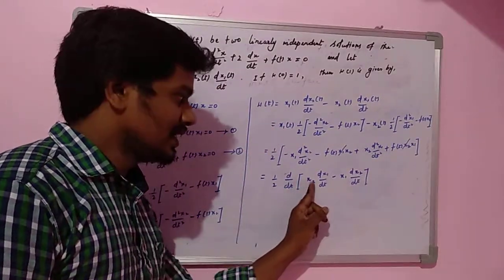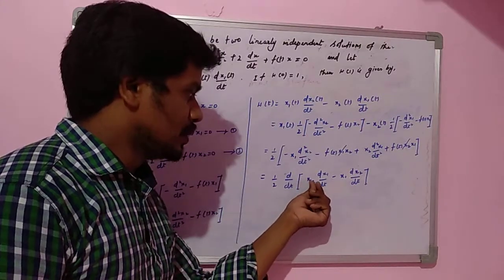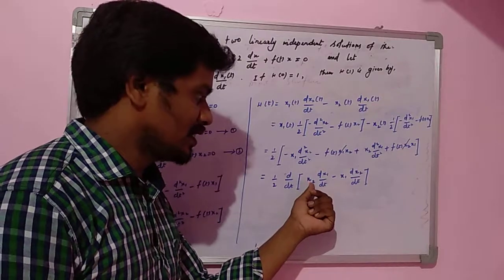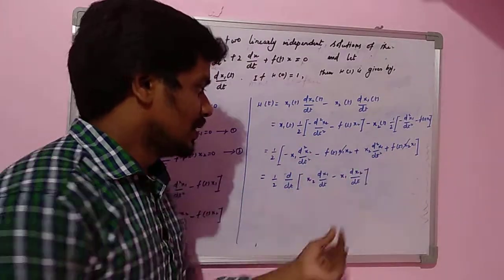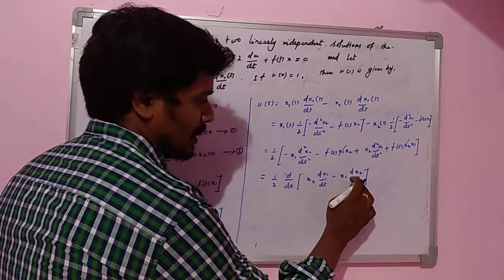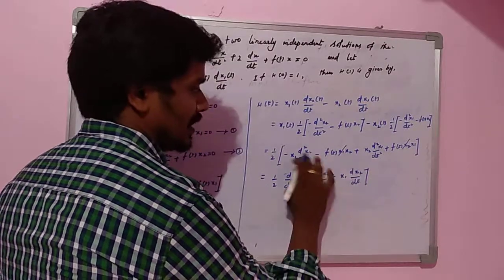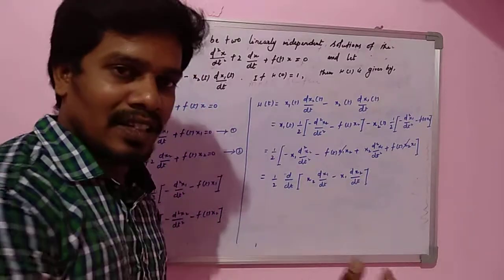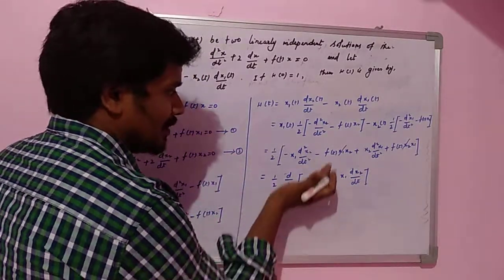If you are taking differentiation with respect to this term, you have to use the product rule: dx2 by dt, dx1 by dt plus x2 d square x1 by dt square, you will get this term. Then same way, minus dx1 by dt, dx2 by dt, then minus x1 d square x2 by dt square. Here one extra term, here one extra term, they will cancel each other because plus and minus. So finally you will arrive at the same equation.